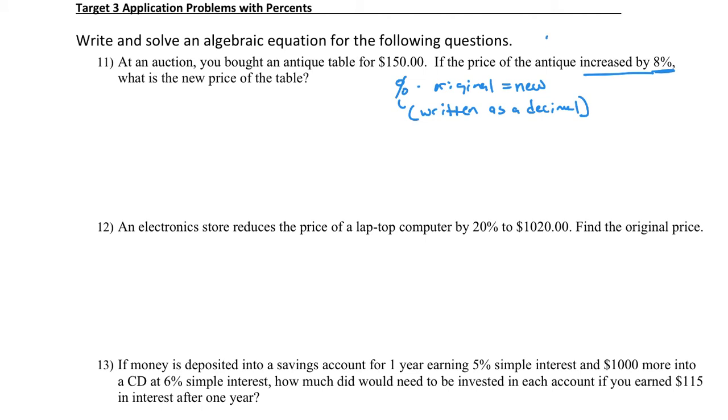Well, you always start at 100%. And if we increase it, that means we're adding 8%. That gives us 108%. So now, if I write my equation, 108%, and to make it a decimal, I move the decimal twice, and I get 1.08.